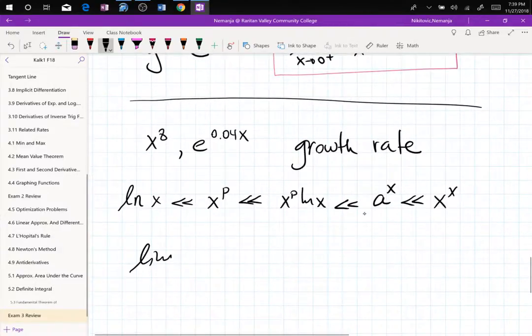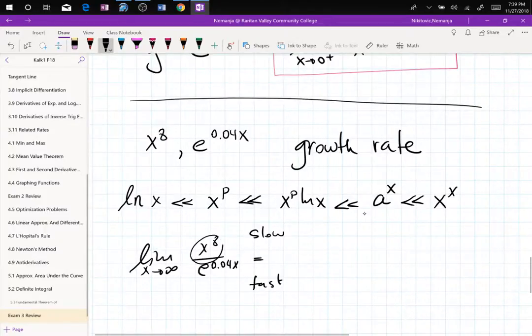So now this means that the limit as x goes to infinity of x to the 8 over e to the 0.04x is, well, you have slow over fast. And when you have slow over fast, because this is rising quickly and the other one is rising slowly, you have to actually go far in calculations to see this. Slow divided by fast is, what is it? 0. Good, 0. Slow over fast would be 0.